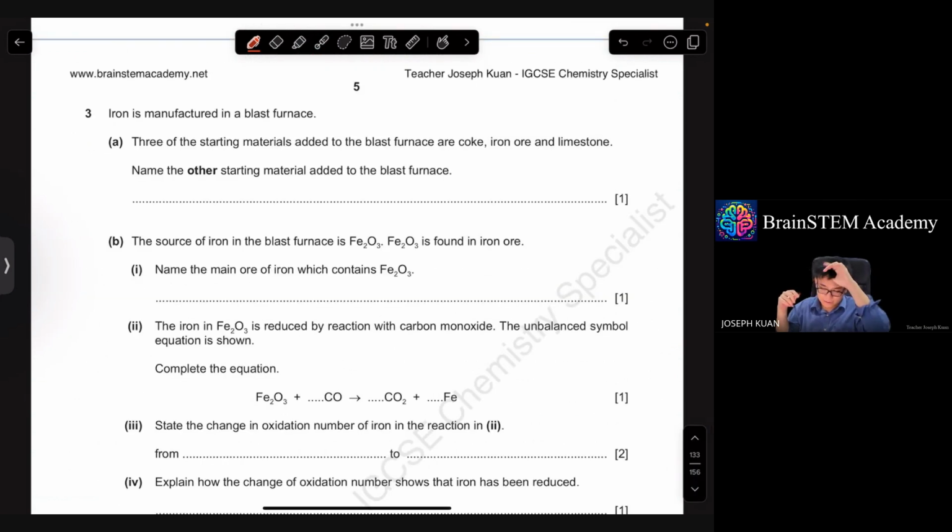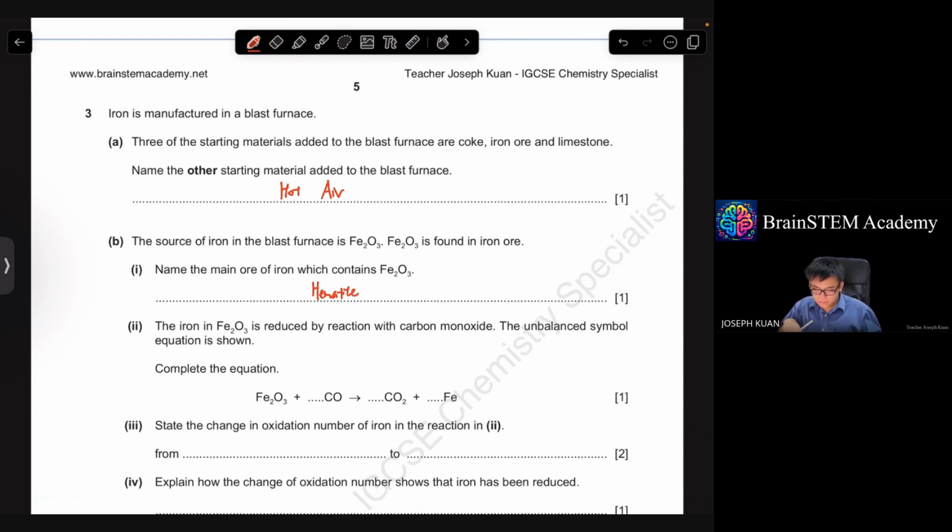Next, iron is manufactured in the blast furnace. Three of the starting materials added to the blast furnace are coke, iron ore, and limestone. Name the other starting material that is added to the blast furnace. Air, hot air. The source of iron in the blast furnace is Fe2O3. It is found in the iron ore. Name the main ore of iron which contains Fe2O3. That is hematite.